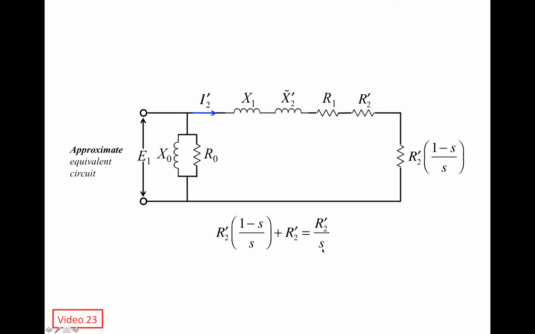And then it's divided by S. If the absolute value of S increases, then it's in the denominator. R2 prime is fixed; it only depends upon the hardware in the rotor, so it doesn't change. But if S keeps increasing in absolute value, then the absolute value of the division becomes smaller. The absolute value of this effective resistance keeps decreasing.